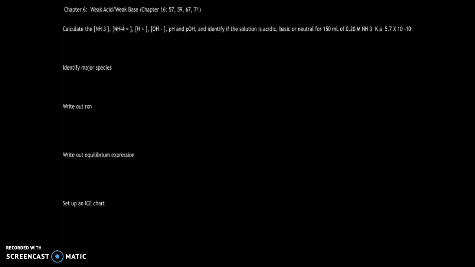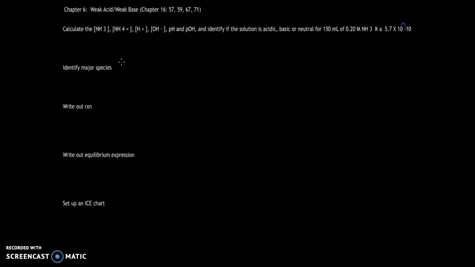This should be NH3. This is NH4 plus, H plus, OH minus, okay? We found out if the solution is acidic, basic, or neutral, and I give you a volume and a molarity of NH3, and I also give you the Ka value, 5.7 times 10 to the negative 10. Okay, I know the formatting is kind of funky. You'll be fine. Okay, first things first.